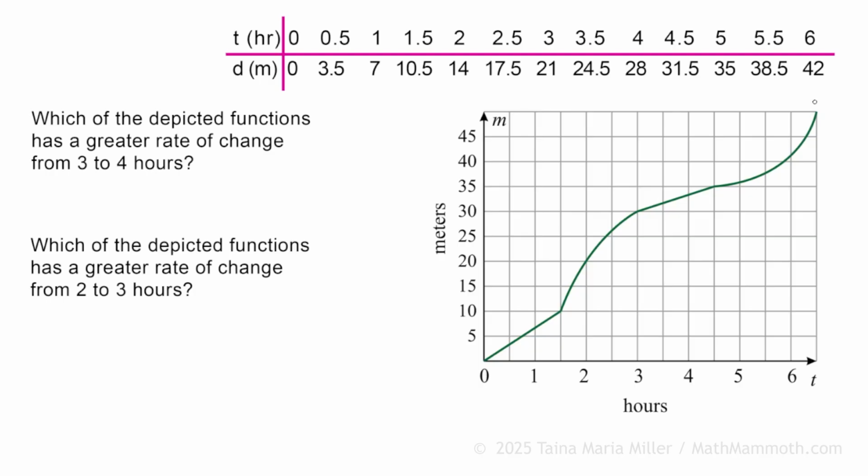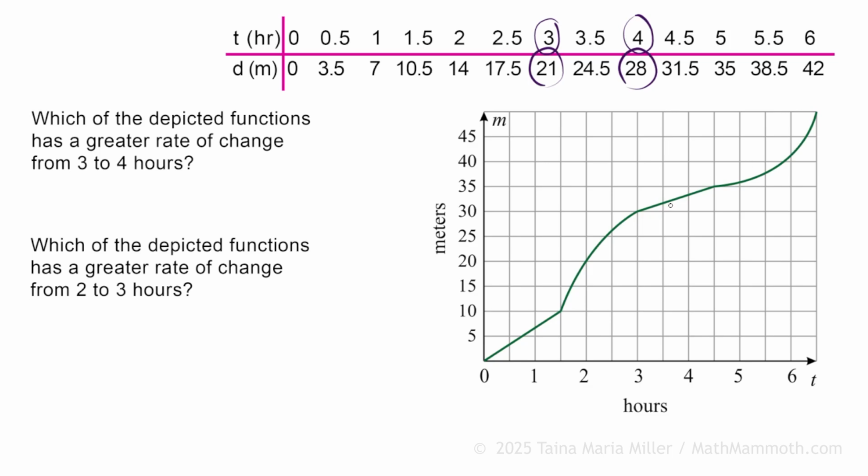This one is a nonlinear function. This one, I don't know. We don't actually need to know that. It's asking for the rate of change from 3 to 4 hours. So from 3 to 4 hours, the time changes by 1, and the distance, the meters, changes by 7. It increases 7 meters per 1 hour.